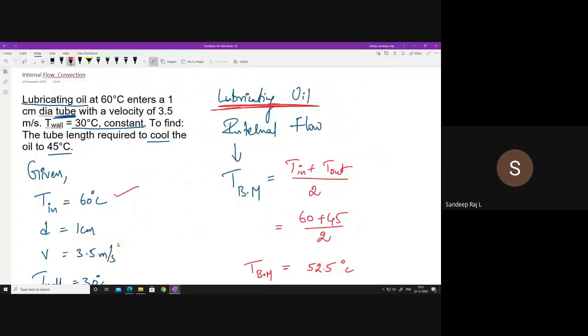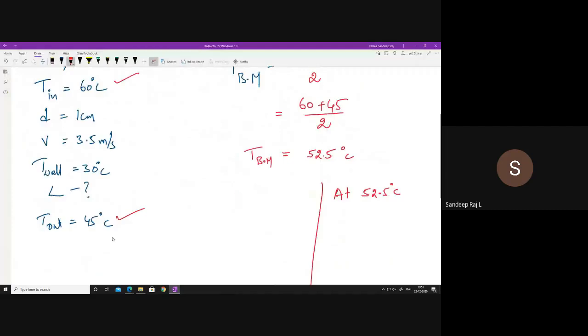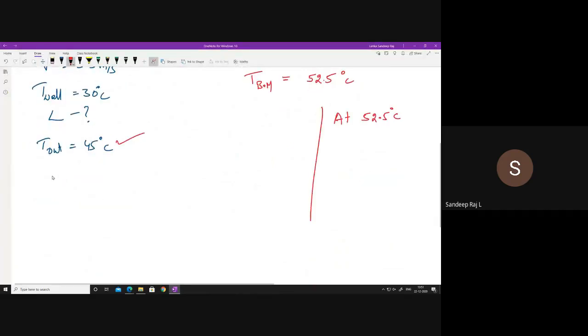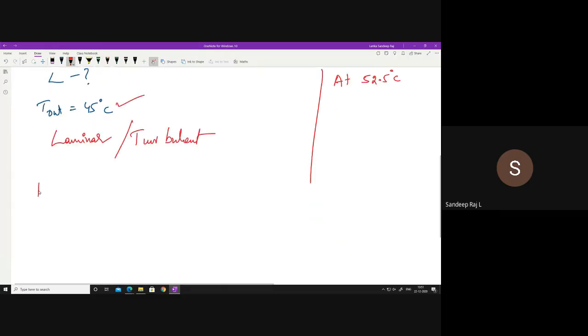Once you know the bulk mean temperature, the next thing to do is find out whether it is a laminar flow or a turbulent flow. How to find out? You have to find the Reynolds number. What is the Reynolds number formula? It is Vd by nu. V is given in the question, D is given in the question, nu is unknown to you. Nu has to be taken from the data book.